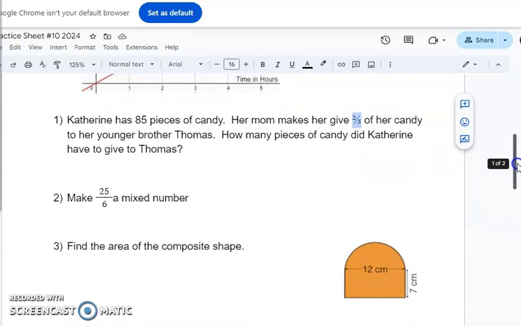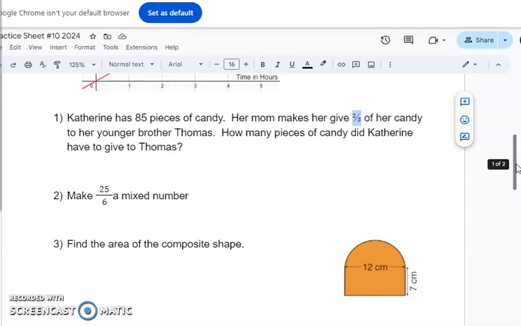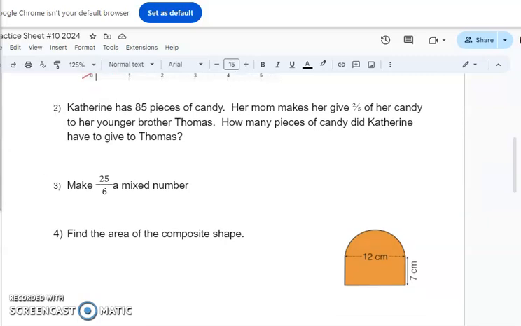Next problem says, since I have 2 number 1s on here, Catherine has 85 pieces of candy. Her mom makes her give 2/5 of her candy to her younger brother, Thomas. How many pieces of candy did Catherine have to give to Thomas? I'm going to renumber this while I'm making this video. So I want y'all to think of this as we have a bowl or a box. This box has 85 pieces of candy.